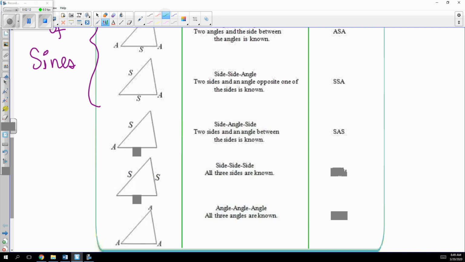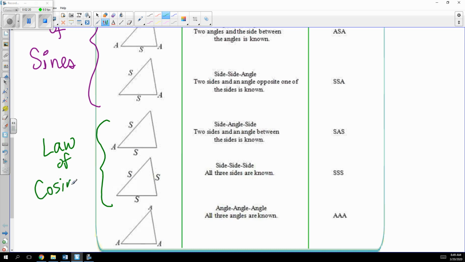The next two are generally used for law of cosines. I don't know if any of the homework questions are going to ask you whether you can use law of cosines or not, but generally you use law of cosines when you have side-angle-side given or side-side-side given. And if you actually have three angles given, then this presents no unique triangle at all. It just means that if I give you three angles and no sides, then you can't really figure out anything in particular. Okay, so moving on to the next page.